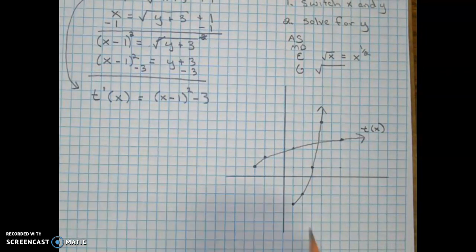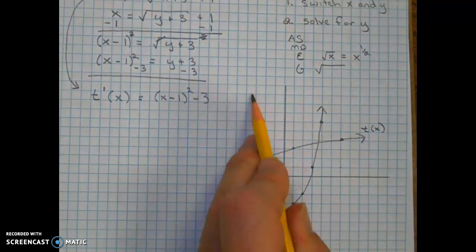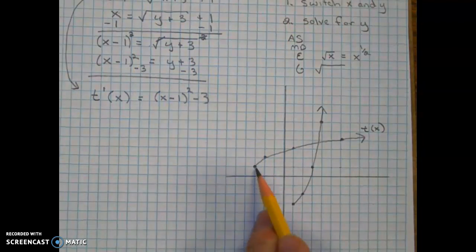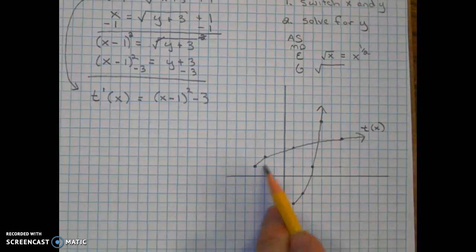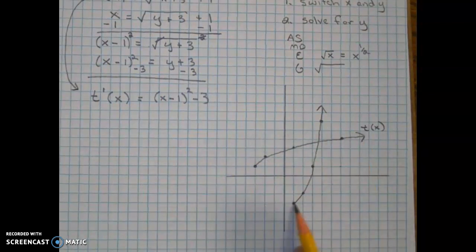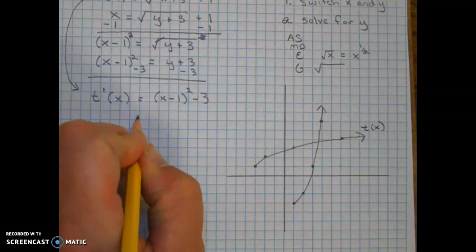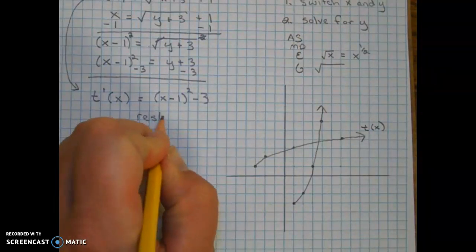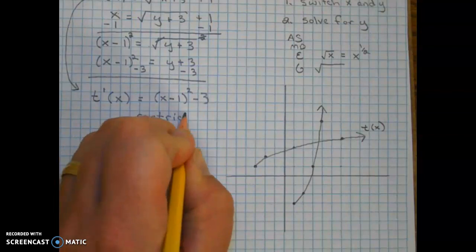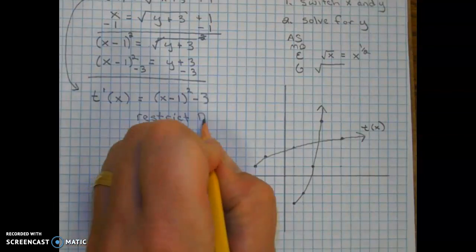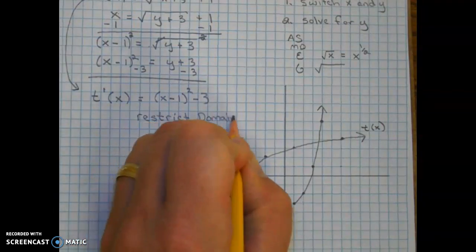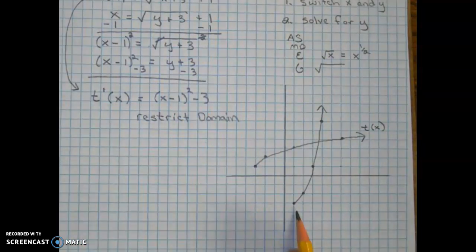So here is the inverse. Notice I did not do the other side. Okay? We're only going to do the inverse for this part of the original function, and this is why we need to restrict the domain, because we're only going to count half of the parabola.